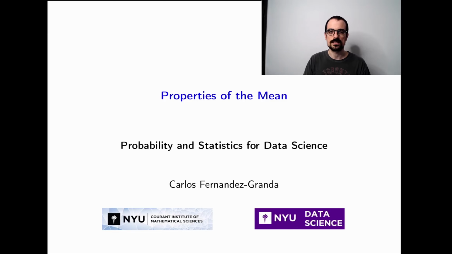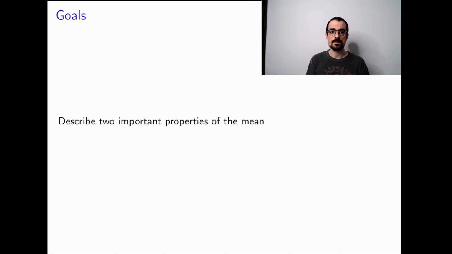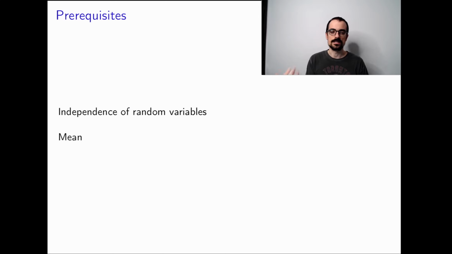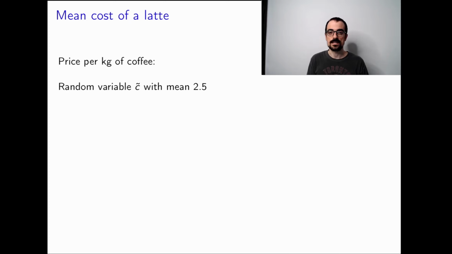Today we're going to talk about some properties of the mean. The goal is to cover some important properties of the mean of a random variable. The prerequisites are independence of random variables and the mean. Let's begin with an example.